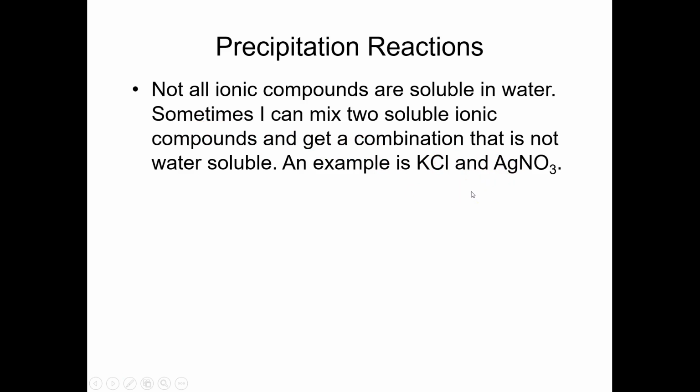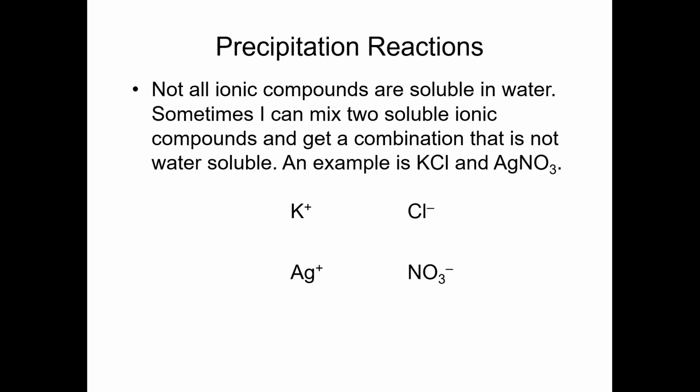Potassium chloride is water soluble. So when I have a solution of potassium chloride, that means I've got a solution of potassium ions and chloride ions that are separate from each other. Silver nitrate is soluble in water. So when I have that in solution, I've got a collection of silver ions and a collection of nitrate ions that are distinct from each other.